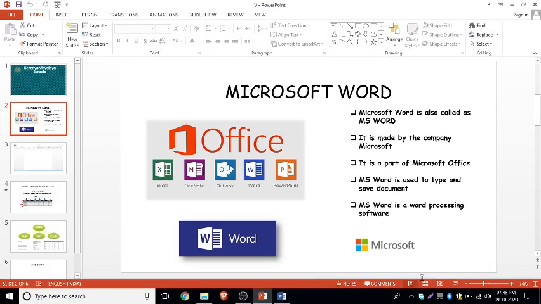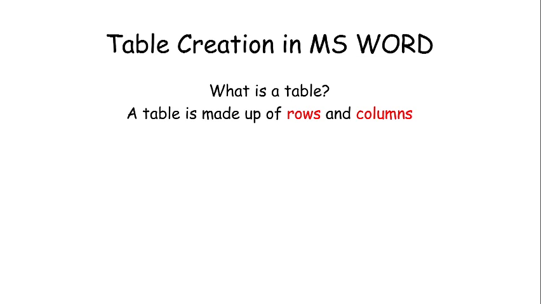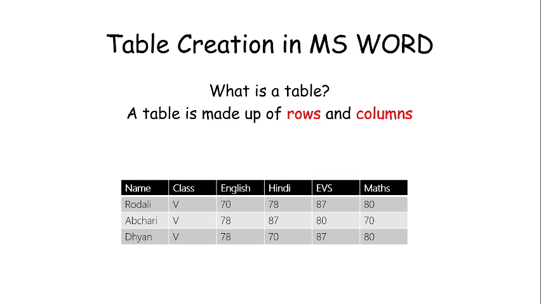Now coming back to our topic, our main aim in this chapter is how to create a table in MS Word or Microsoft Word. So first of all, we will understand what a table is. A table is made up of rows and columns, and it contains some data. See, this is an example of a table which contains the name, class, and marks of 4 subjects.